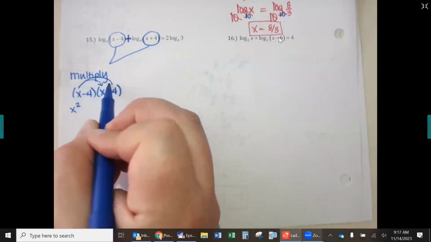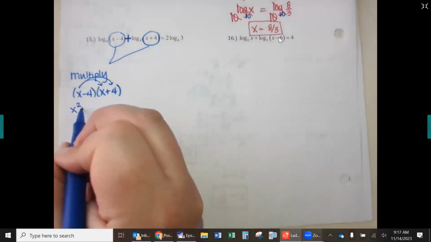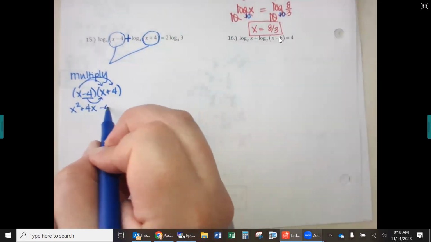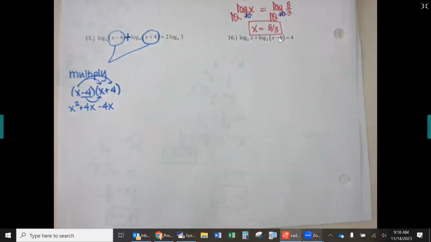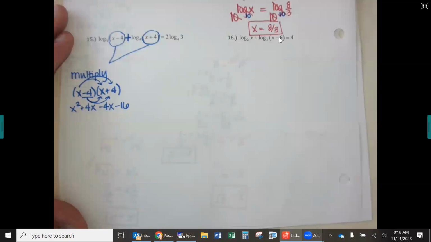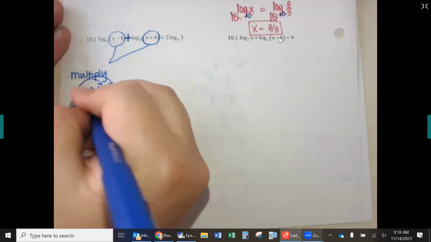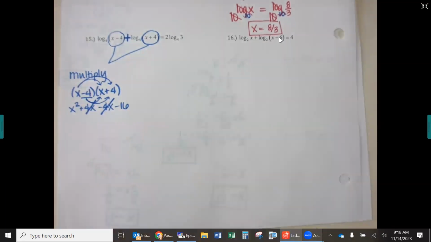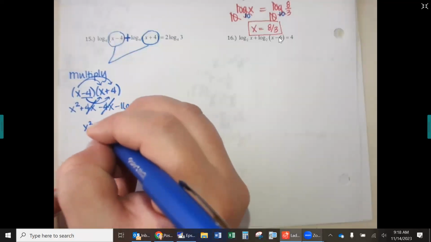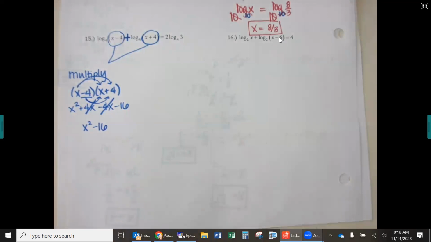What about x times plus 4? 4x. Negative 4 times x would be negative 4x. And then last one, negative 4 times 4, what do we get there? Negative 16. Then from there, what will happen with those middle 2? Cross them out. Because if it's 4x and negative 4x, those are now gone. So I'm just going to keep the x squared and the minus 16. So when I multiplied those, this is what I got.